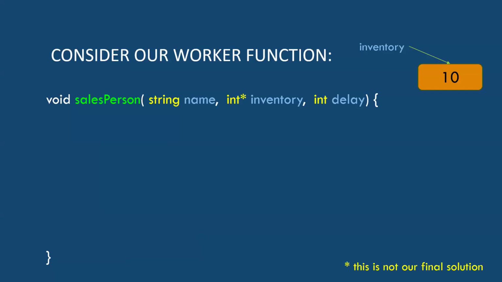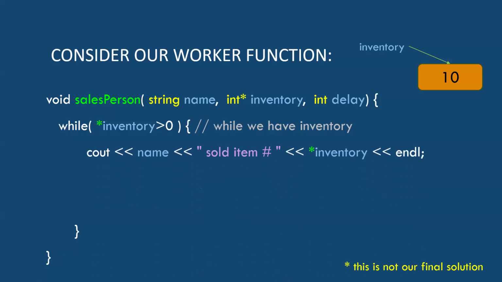But let's model our worker function. In a naive way, so this isn't the final solution, we'll have the name of a salesperson, a pointer to our inventory. So we're going to pass in an address rather than using a global variable. We'll pass in the address of some shared inventory and how long it should take that particular salesperson to close that particular sale. So our first approach might be: while the integer at that address is greater than 0, declare that we sold that particular unit.